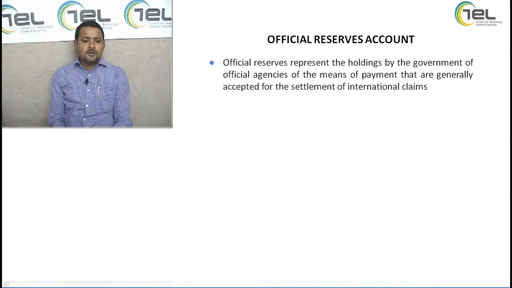Official reserves account. Official reserves account represents the holdings by the government of India's official agency, that's normally the RBI, of the means of payment that is accepted for settlement of international claims, which means this is the foreign exchange reserve account that is being held by RBI for India, from which payments are made on behalf of the central government of India and payments are received on behalf of the central government of India.